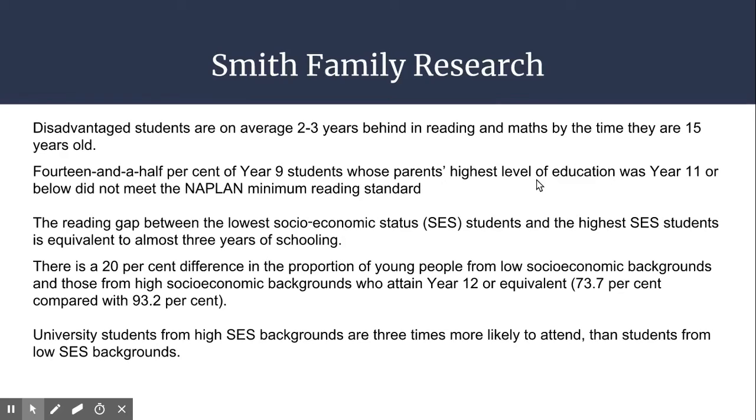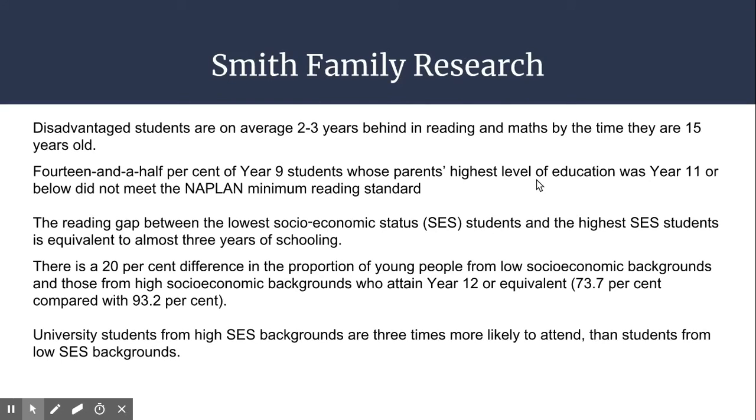14.5% of Year 9 students whose parents' highest level of education was Year 11 or below did not meet the NAPLAN minimum reading requirements. The reading gap between the lowest socioeconomic status students and the highest SES students is equivalent to almost 3 years of schooling, and there is a 20% difference in the proportion of young people from low socioeconomic backgrounds and those from high socioeconomic backgrounds who attain their Year 12 or equivalent.